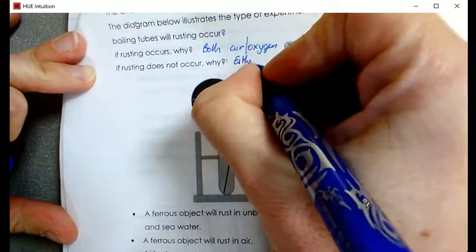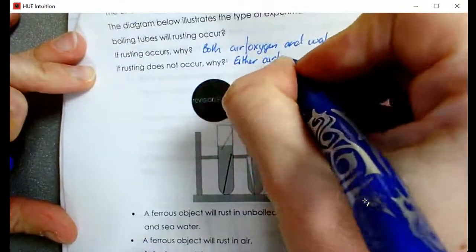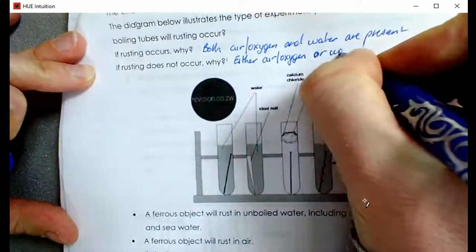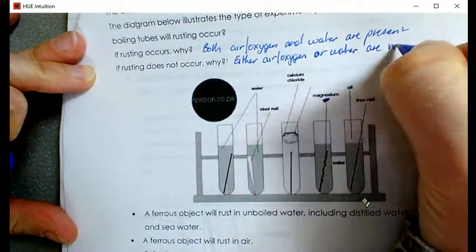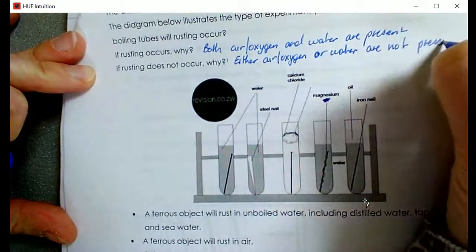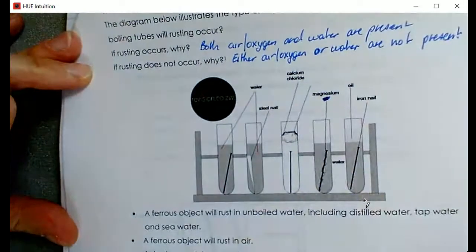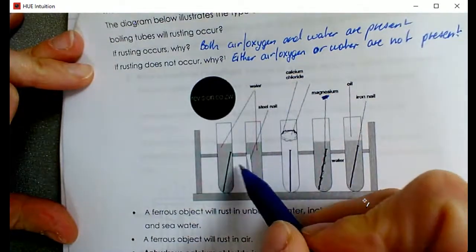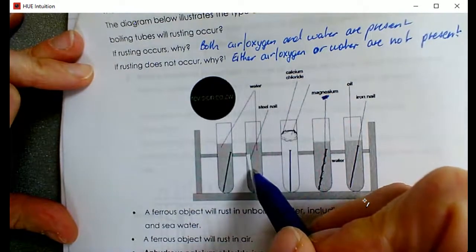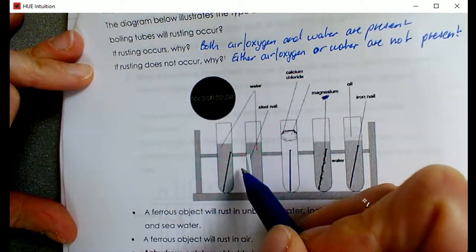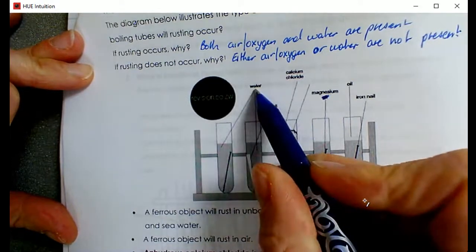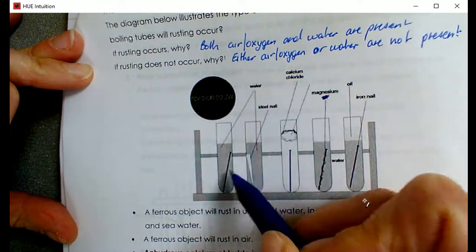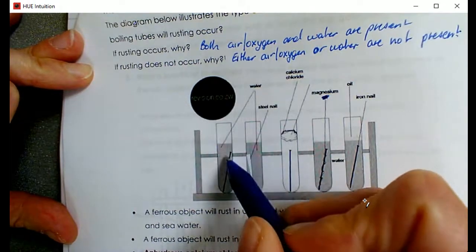Either air, oxygen, or water are not present. Now, we'll come back to this diagram again, but you can see here that in these first two, you've got an iron nail and a steel nail. Both are ferrous materials, so both could rust. And you've got water that nothing has been done to. So it will occur in both of these because you have both water and air dissolved in it.